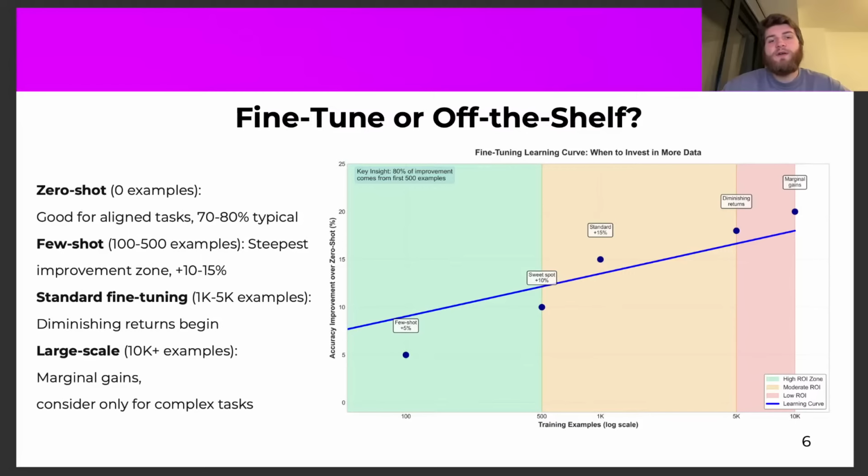My rule of thumb is always try zero shot first because it costs nothing and sets your baseline. If zero shot gives you 80 or more percent accuracy, then you might be done. Or if it's below 70%, then you have to plan for fine tuning.